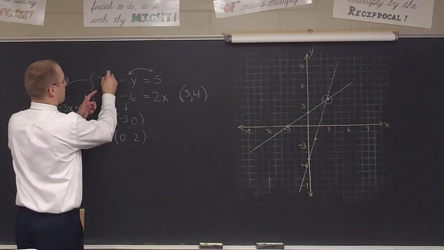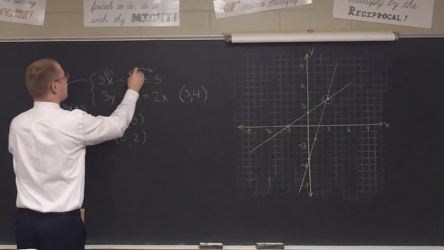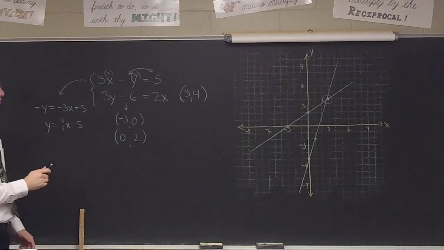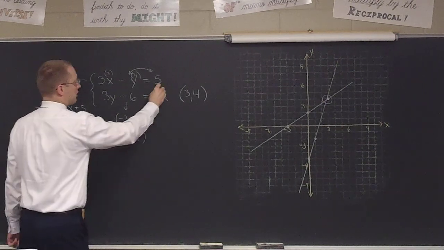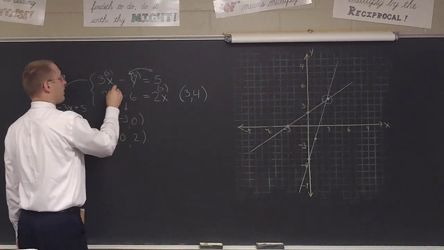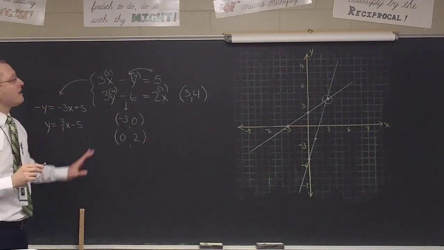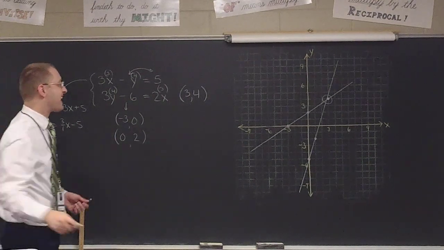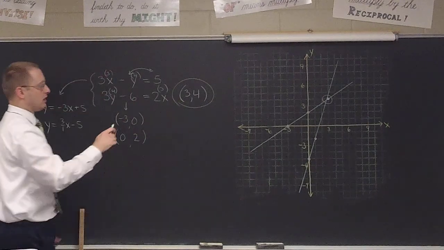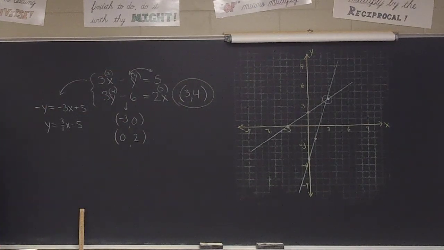Plug in the 3 for x and the 4 for y. Does that work, class? Yeah. So even though it didn't intersect perfectly, I can still get the correct answer and not lose points. Make sense? Did we get 3, 4 for your answer?